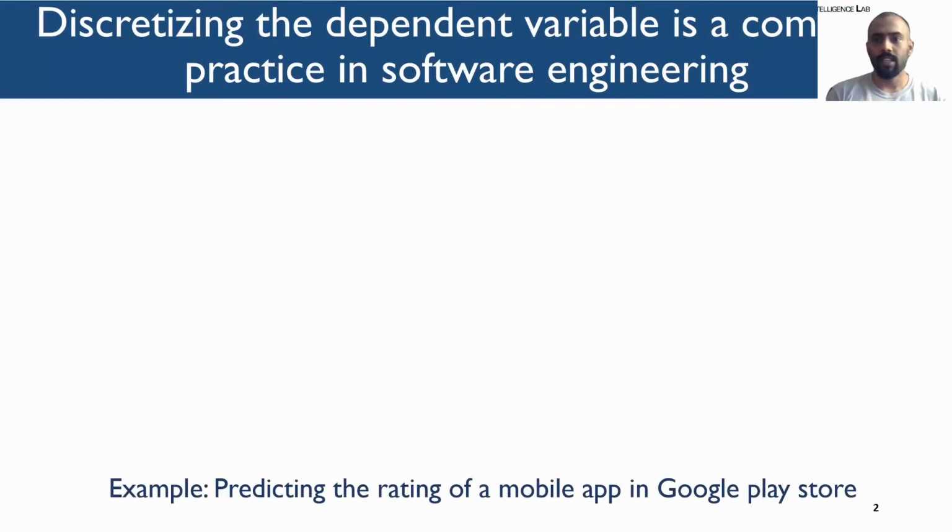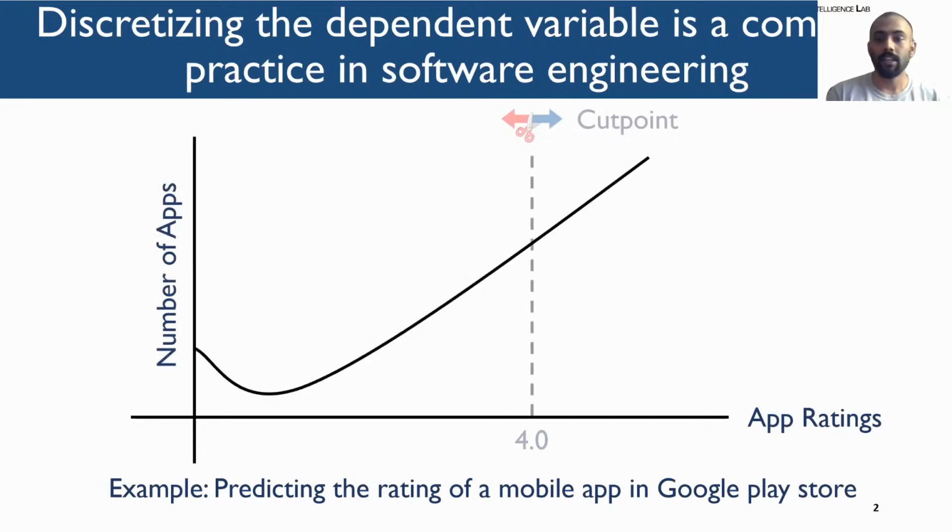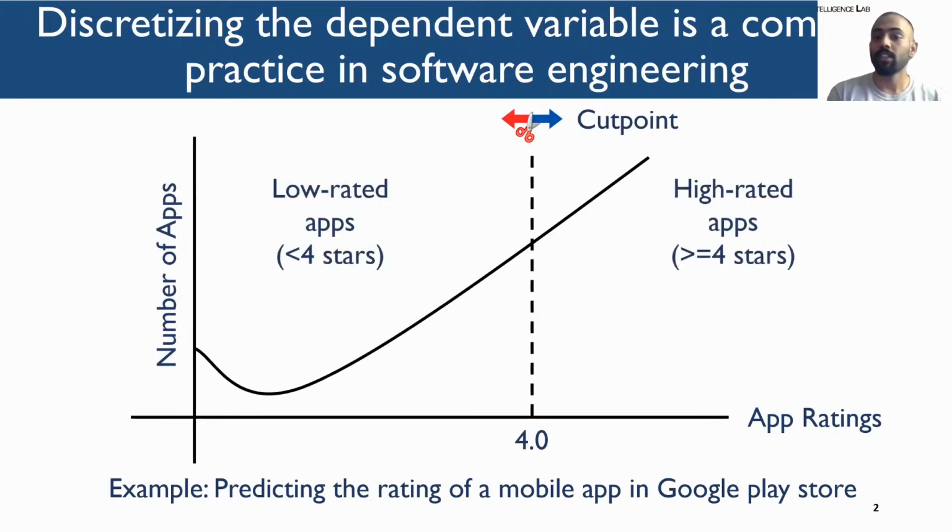Discretizing the dependent variable is an extremely common practice in software engineering. Consider the problem of practitioners wanting to predict the popularity of an app in the Google Play Store. The first thing anyone does is take all the apps, sort the app ratings, cut at a cut point, and call everything less than the cut point low rated and everything more than the cut point high rated. In this example, I show the cut point at 4 stars.